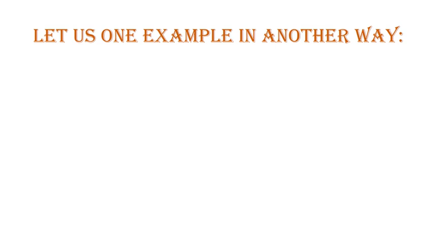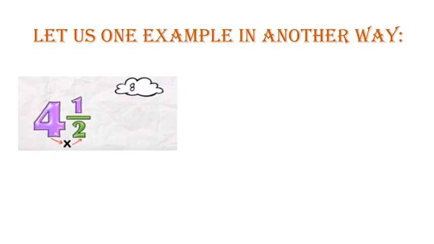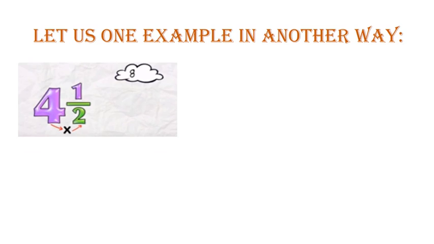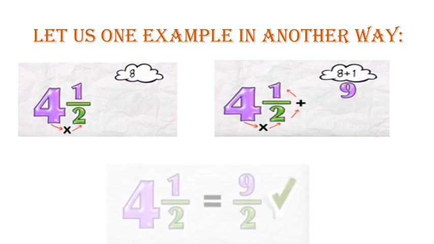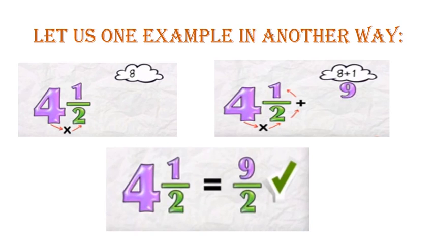Let us take one example in another way. This is the direct method. Here what we have to do is, 4 wholes, each with 2 parts. So 4 times 2 gives us 8. Now we have to add the numerator to it. It becomes 8 plus 1, 9. And the denominator will remain the same. So the improper fraction will be 9 by 2. Here we just have to do 4 times 2 plus the numerator, and the denominator will remain the same. So this is the direct method of converting a mixed fraction into an improper fraction.